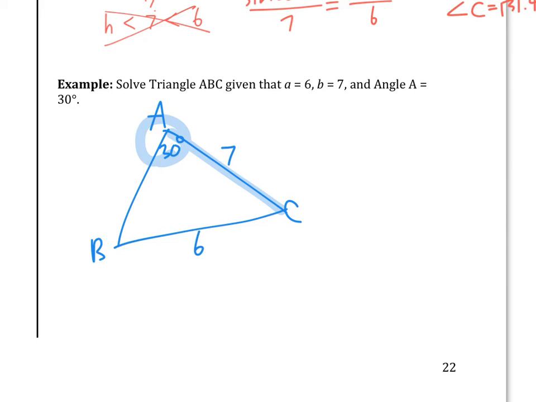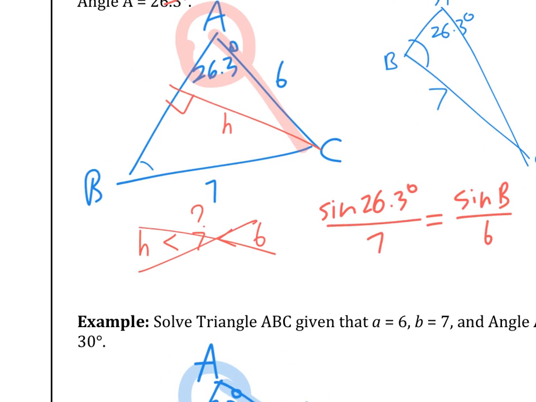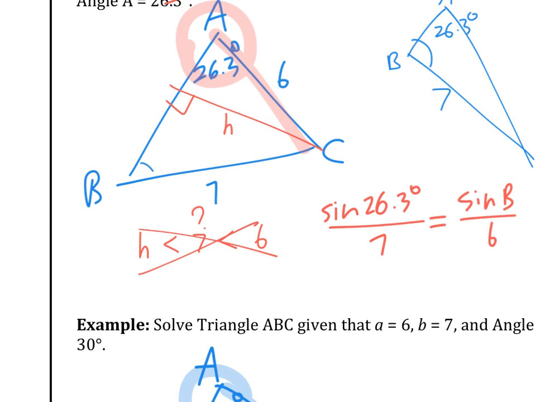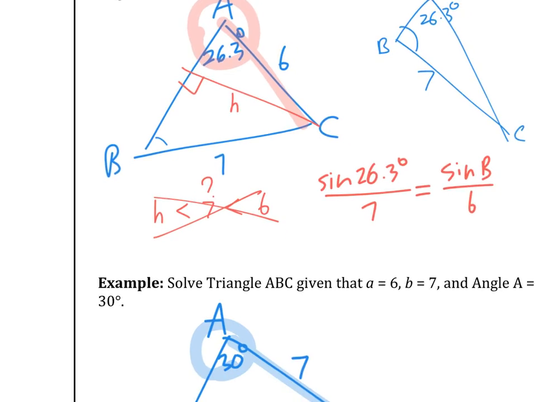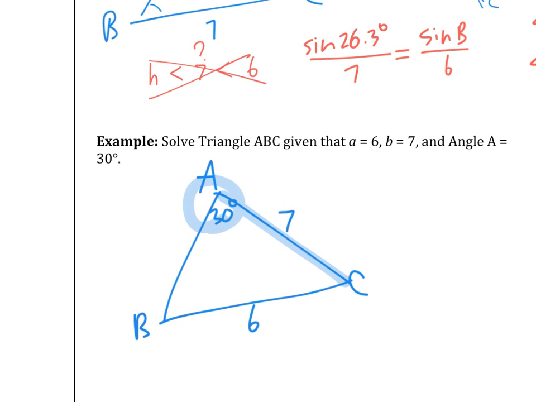So first you check: is 6 longer than 7? No. If it's longer than 7, you only have one triangle, just like the previous one. This side is longer than this side, you only have one triangle. It's not. Ooh, that's a scary case. Then we need to check the altitude. See if it's in between, or exactly the altitude, or shorter than the altitude. The altitude is going to be the deciding factor.